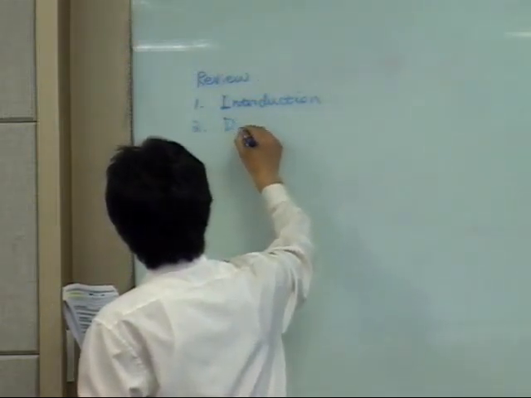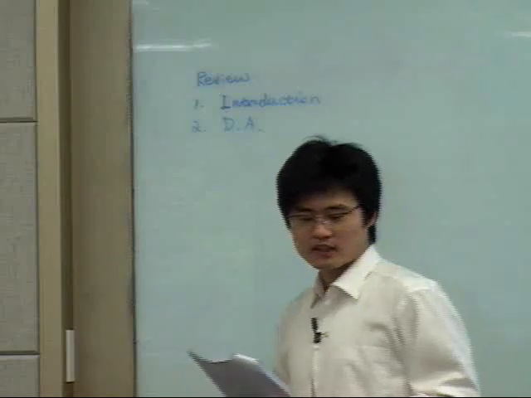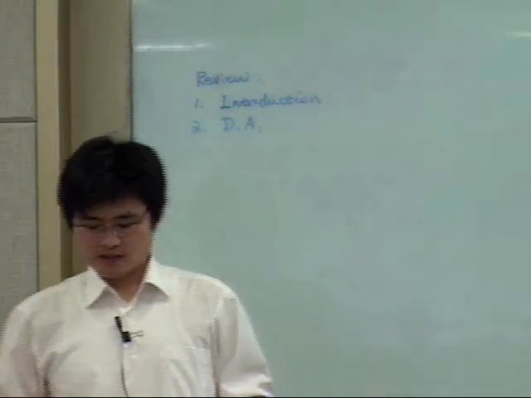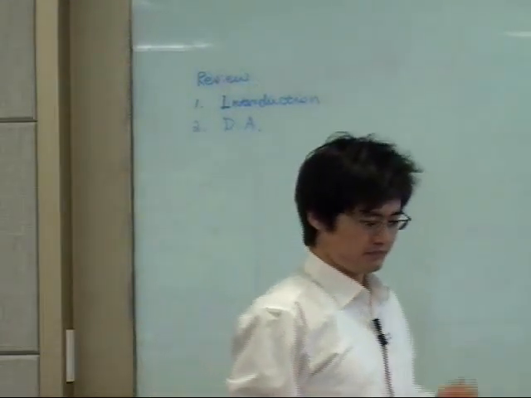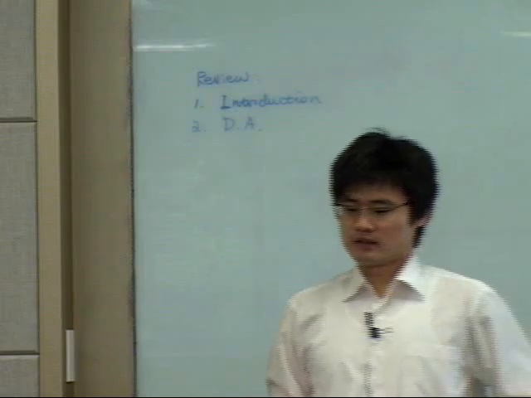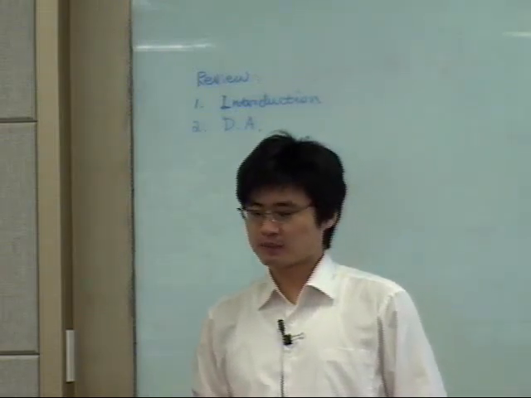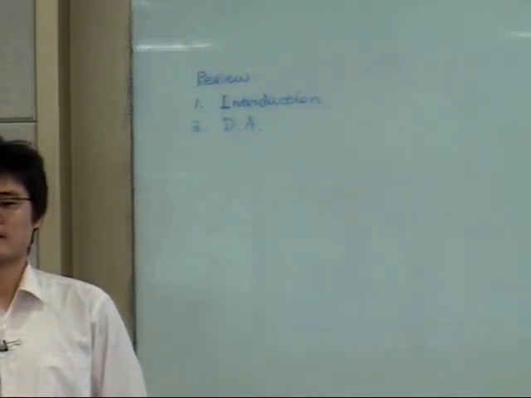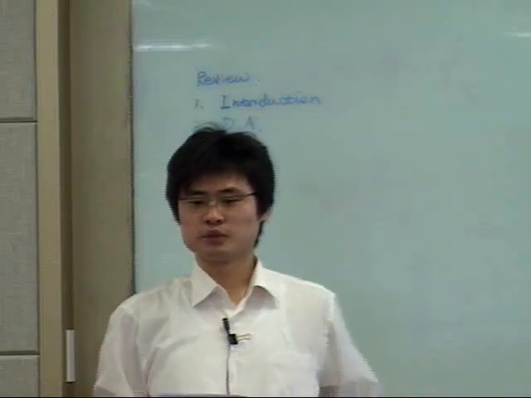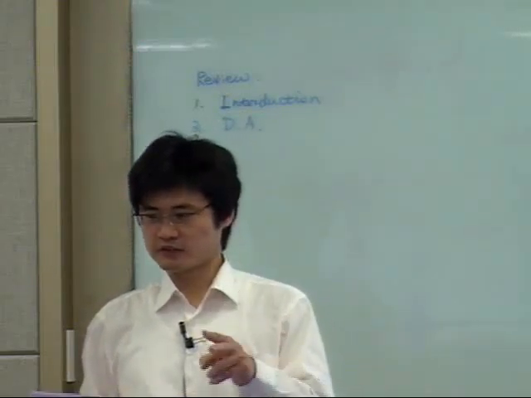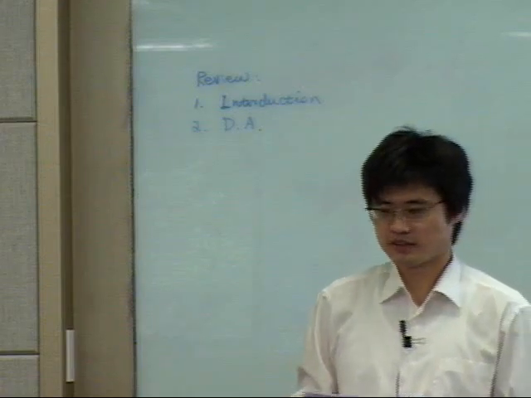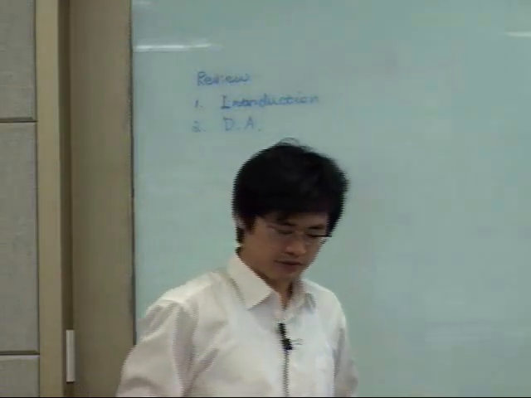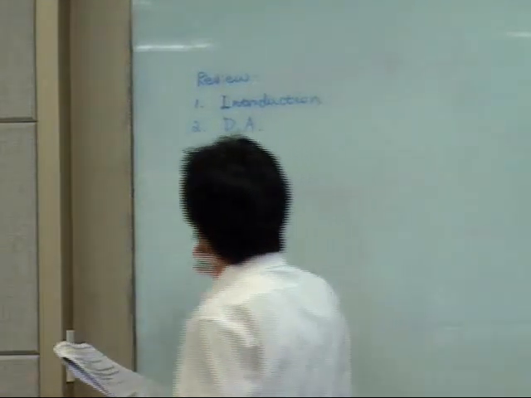Then I showed you a few examples about dimensional analysis, and I talked about Reynolds number and Froude number, and that's the ratio of every 2 of the 3 principal forces: inertial force, viscous force, and gravitational force.